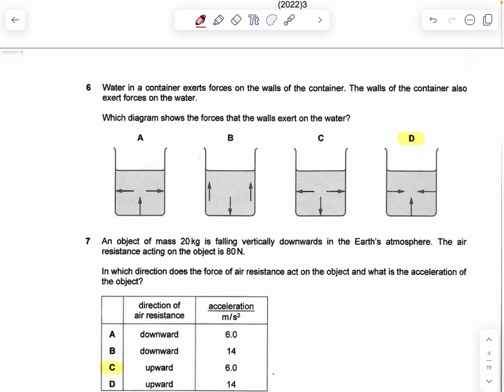Question 6. The water in the container exerts force on the walls of the container. The walls of the container also exert force on the water. Which diagram shows the forces that the wall exerts on the water? So as you know, in this system, it's not going to move. The water doesn't move. The container doesn't move. So actually F net is equal to 0. Because it's in equilibrium and stationary. So the water exerts a force outwards here. So the one in red is the force that the water exerts on the container. And the wall will exert an equal and opposite force on the water.